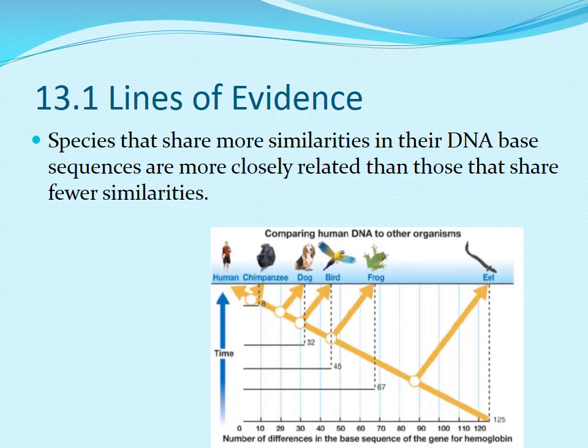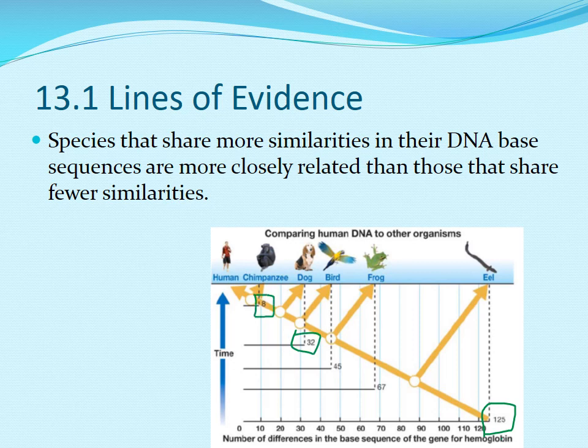For instance, this chart is looking at the differences in base sequences for the gene of hemoglobin. Hemoglobin is a protein that carries oxygen in the red blood cells. So they're looking specifically at that particular protein and the gene that codes for it. Between humans and eels, there is a difference of 125 bases in the gene that makes hemoglobin. Dogs have a difference of only 32 bases.